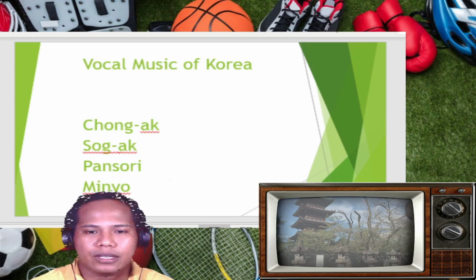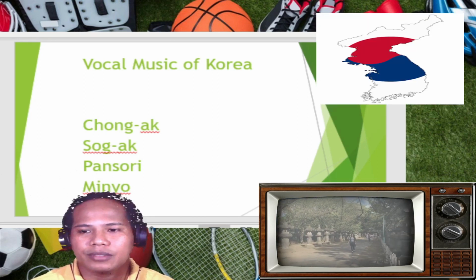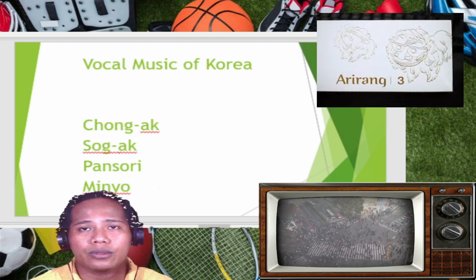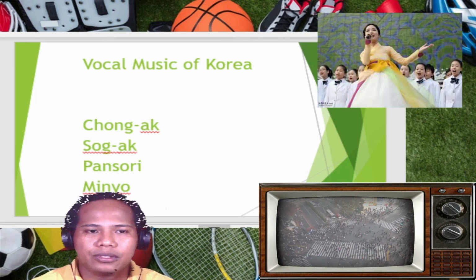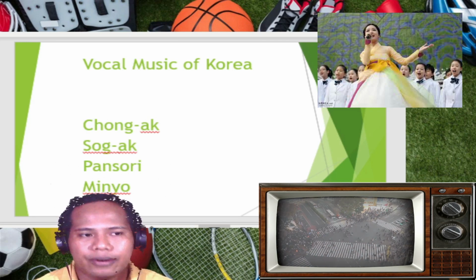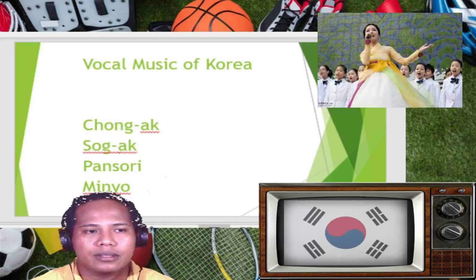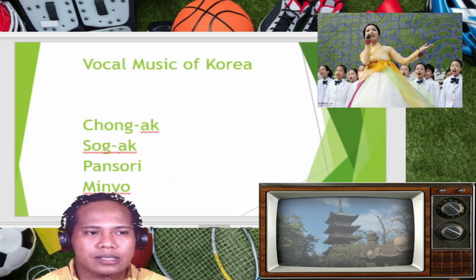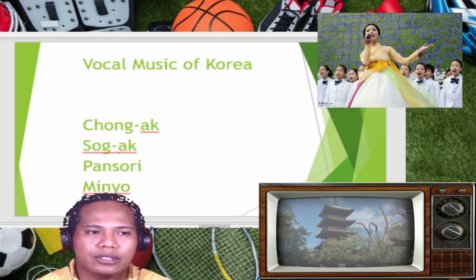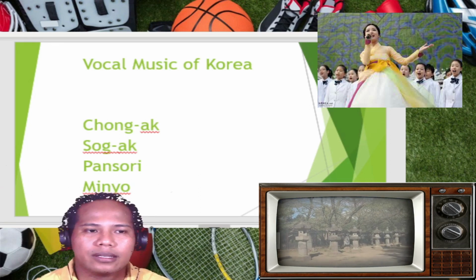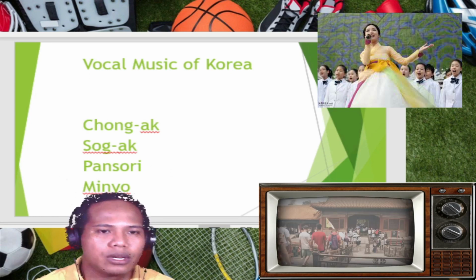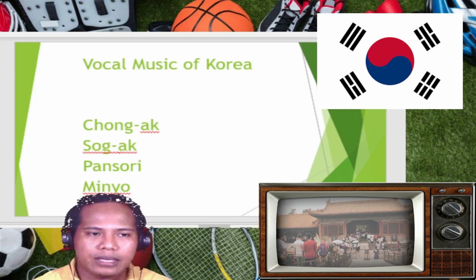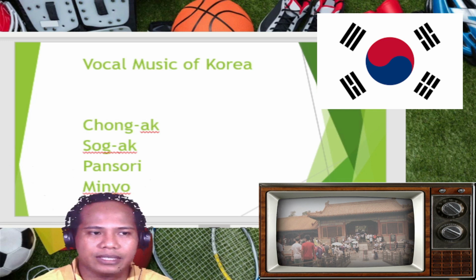All right, so let's have the next one. The vocal music of Korea. The music of Korea has a slow tempo, giving it a very peaceful and pensive character. We have the Chongak. Chongak means music for the noble classes. Sogak or Minsogak is a category of Korean music traditionally associated with the lower classes or the general public, and it is energetic and vibrant.